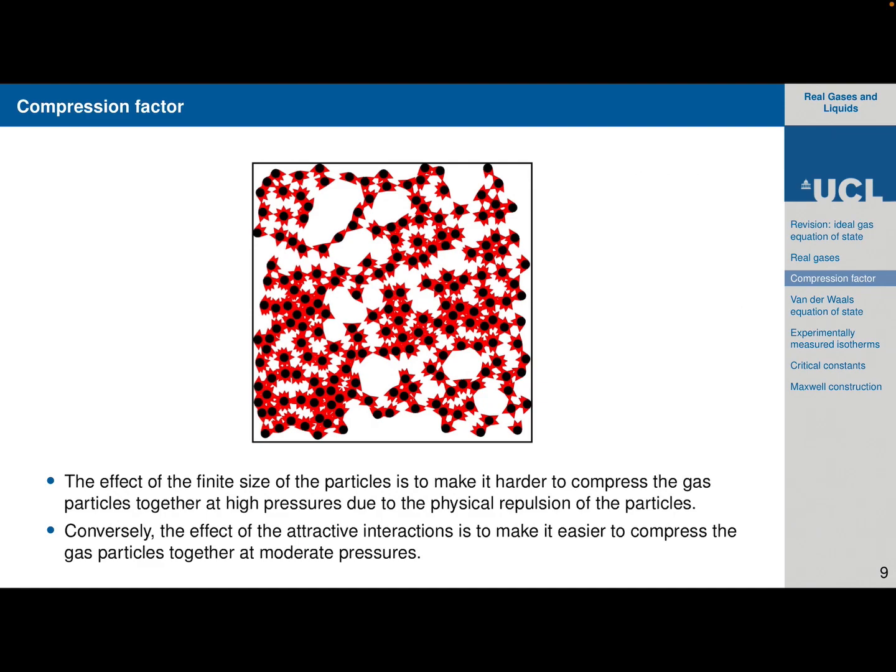And then conversely, we've also said that the gas particles feel an attractive interaction to each other when they become close, right? So there's this force that's pulling the atoms or molecules of the gas together when they get close, and you can see that this is going to make it easier to compress the gas, right? So there are these two competing factors. The finite size of the particles is making it harder to compress the gas, and the attractive interaction is going to make it easier to compress the gas. Okay, and we'll pick up with that topic in the next video.